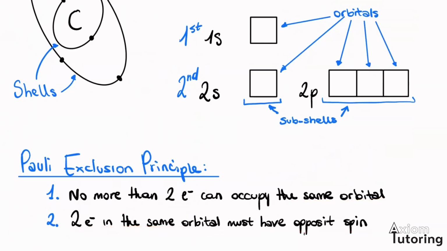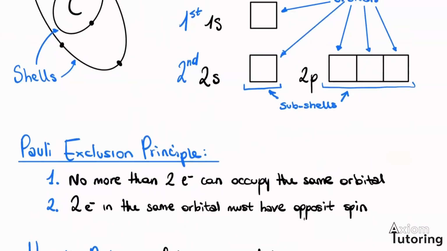So, what this means is that the first part is pretty straightforward. We can only have 2 electrons in an orbital. And the second part talks about this opposite spin, which for biology, we don't really have to worry too much about. It, for us, is more of a notation format than anything else.